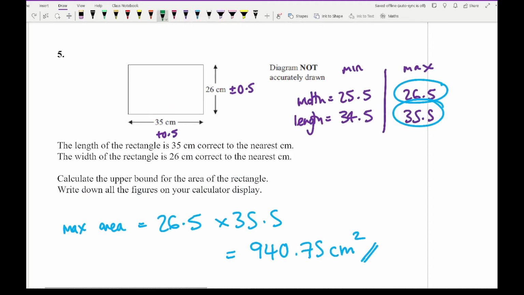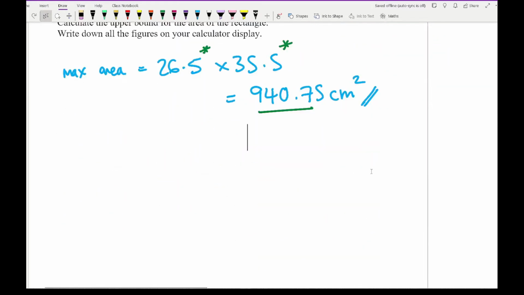So where would I get the marks? Well, I'd get the marks for using 26.5 and 35.5, and 1 mark for the correct digit. But you need to make sure that you are showing the upper value for the length, and the upper value for the width as well in your working.